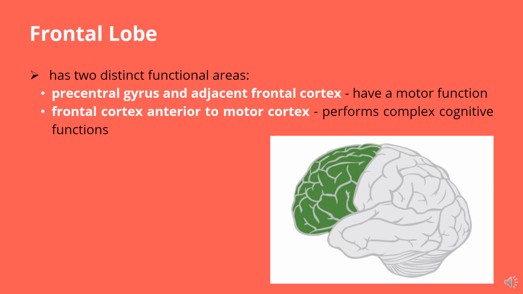And lastly, each frontal lobe has two distinct functional areas. The precentral gyrus and adjacent frontal cortex have a motor function, whereas the frontal cortex anterior to motor cortex performs complex cognitive functions such as planning response sequences, evaluating the outcomes of potential patterns of behavior, and assessing the significance of the behavior of others.